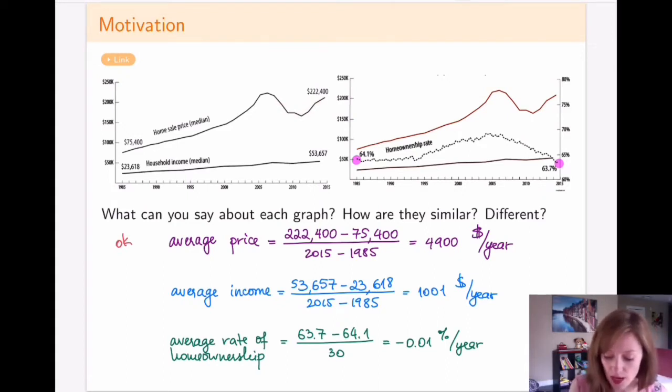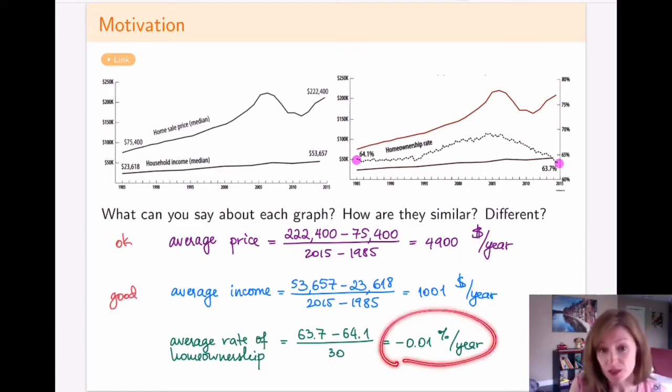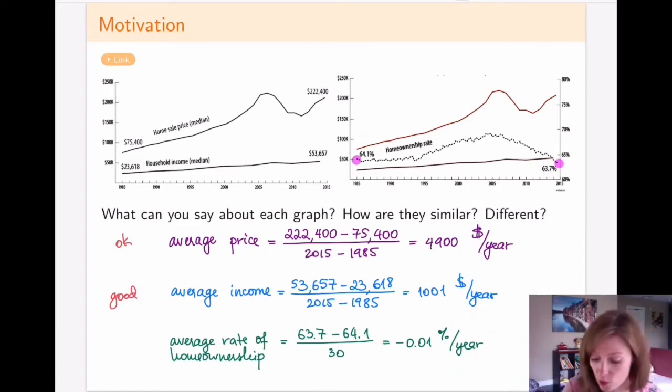What about the average income? The average income actually does seem to be steadily increasing at a fairly similar pace. So this is pretty good. The average describes the actual graph fairly well. What about the home ownership rate? The average claims that it was decreasing on average by 0.01%. Well, the home ownership rate was kind of steady, and then we saw an increase and then a decrease. So this average is providing a really quite terrible description of what is going on, right? So this is really quite bad.